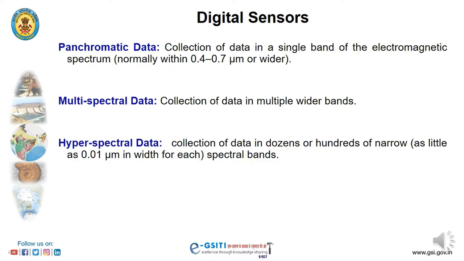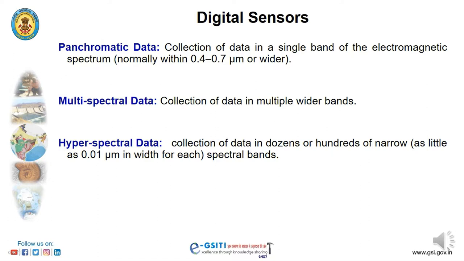Panchromatic data. Collection of data in a single band of the electromagnetic spectrum, normally within 0.4 to 0.7 μm or a wider range of the electromagnetic spectrum, is called panchromatic data. Mostly, panchromatic data possess a high spatial resolution.